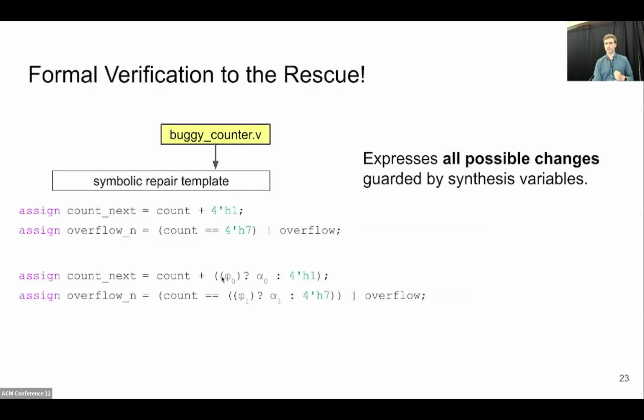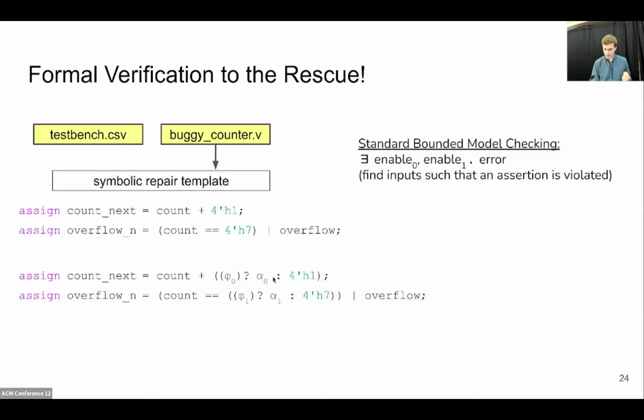So this phi is an indicator variable. Only if it's 1 do we actually do a change. Otherwise, we use the original expression. If we do a change, then we can, in this case, just generate any possible constant that will make this circuit pass. Okay. And the way we can solve this is inspired by a standard bounded model checking approach.